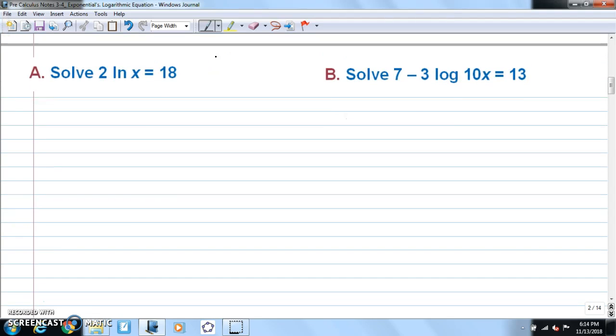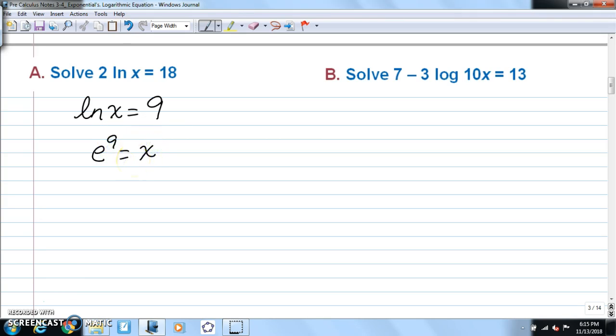So what about solving these with a logarithm involved here? If you know what the base is, you can just write it as exponential. We've kind of done that already. But the first thing you want to do then is isolate your logarithm. So we're going to get rid of this 2 by dividing through by 2, and we have natural log of x then equals 9. Well, natural log is base e. So we take the base to the power equals what we're taking the log of. So e to the 9 equals x.